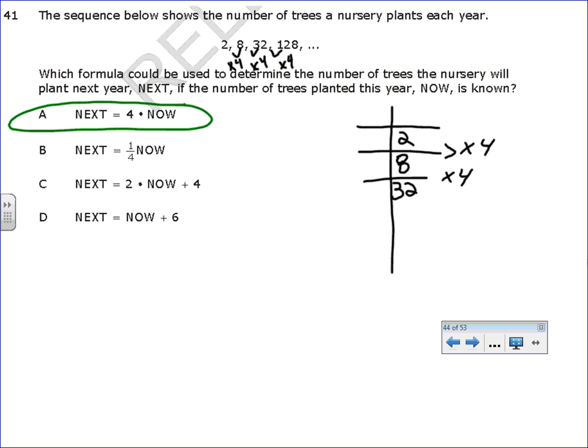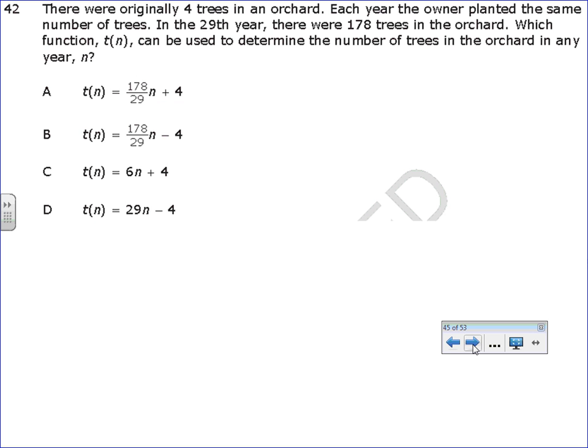Okay, what do you do now to get to the next one? You multiply it by 4. This one would be divided by 4. That's going to make it smaller. This is saying times 2 plus 4. No, just adding 6 each time. Those don't make sense. It has to be A.